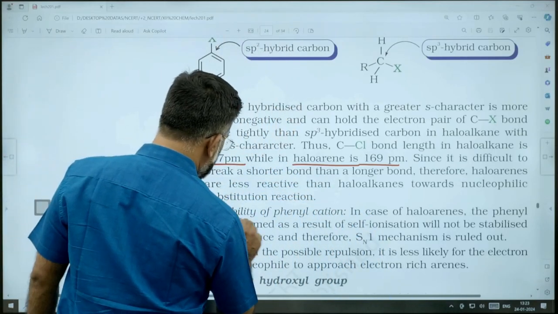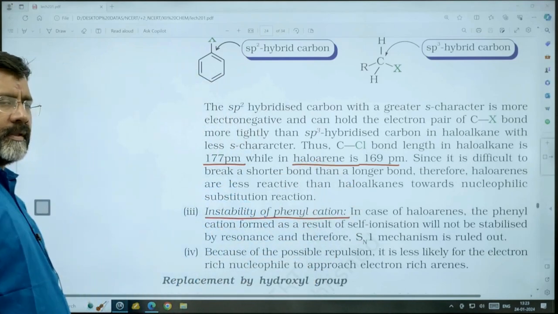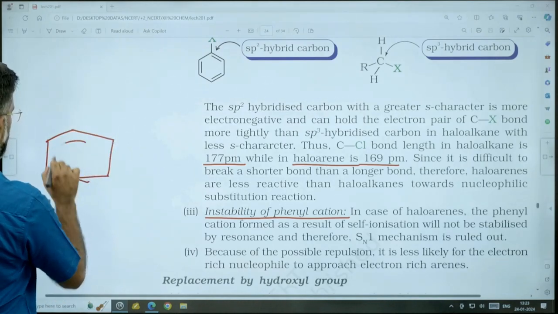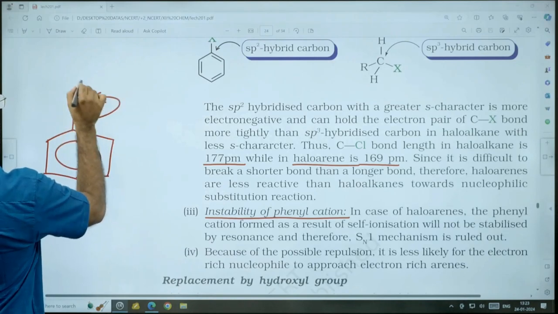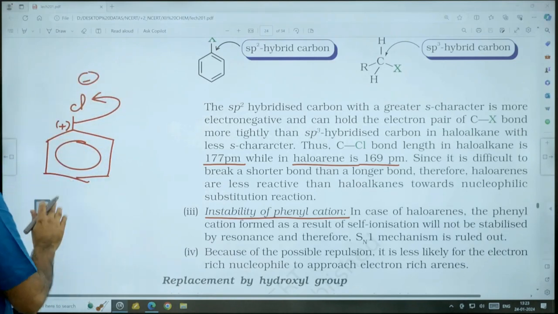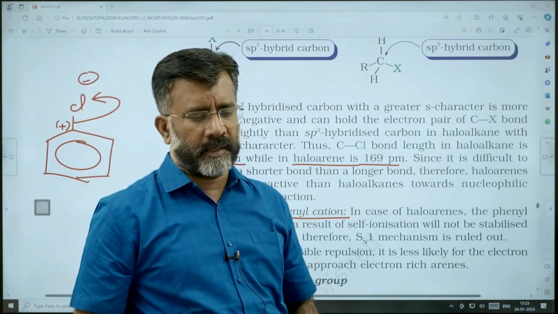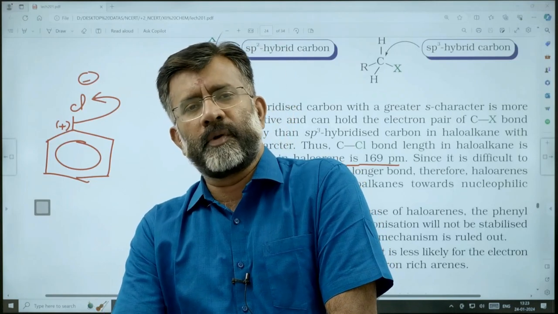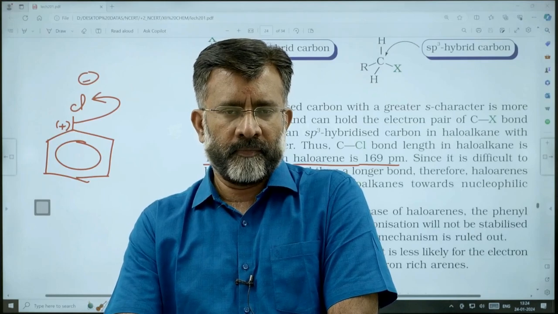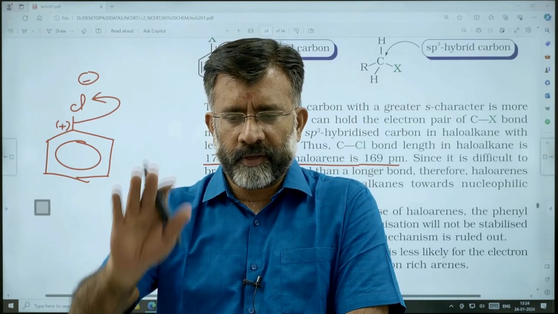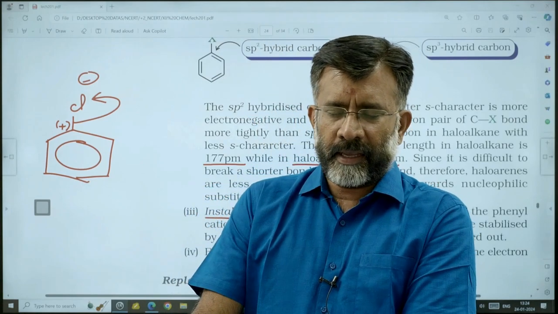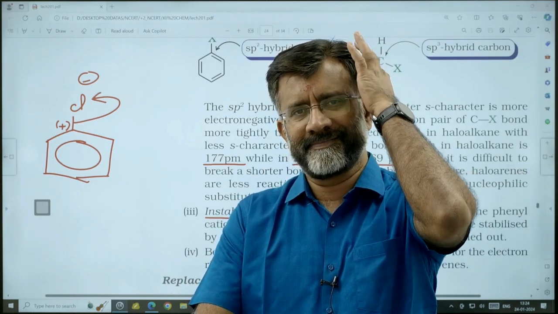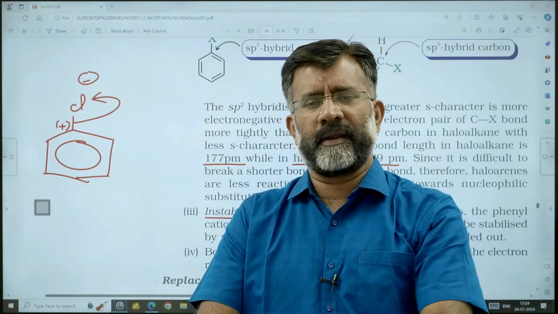Number three, instability of phenyl cation. It's not easy for the halogen to be broken off and give you a positive center here. Phenyl carbocation is unstable as it momentarily loses aromaticity. So you cannot talk about formation of a cation. Without formation of a cation, we cannot talk about SN1 reaction. That means SN1 reaction is completely ruled out in aryl halides.